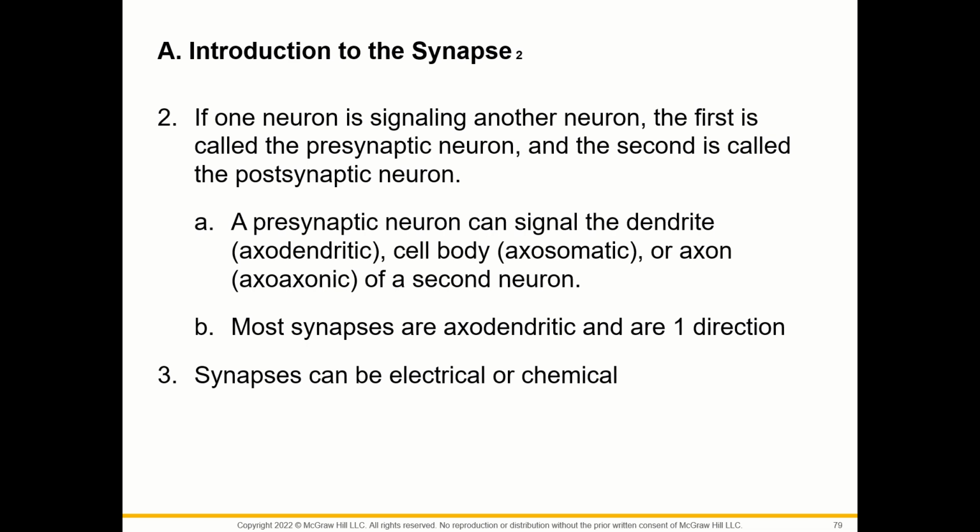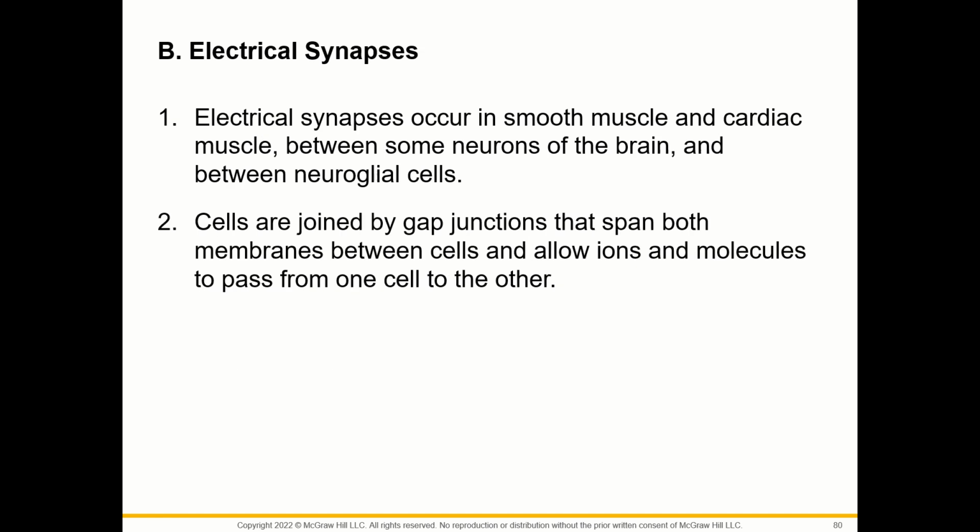So a presynaptic neuron can signal the dendrite, the cell body, or an axon of the second neuron. If the presynaptic neuron is signaling the dendrite, we call that axodendritic. If a presynaptic neuron is signaling a cell body, it's called axosomatic. And if a presynaptic neuron is signaling an axon, it's called axo-axonic. Most synapses are axodendritic and are in one direction. Synapses can be electrical or chemical.